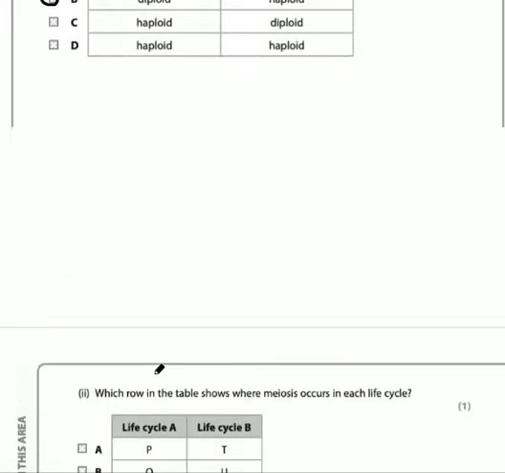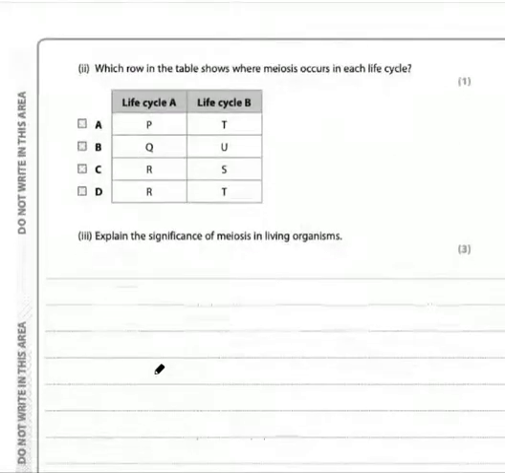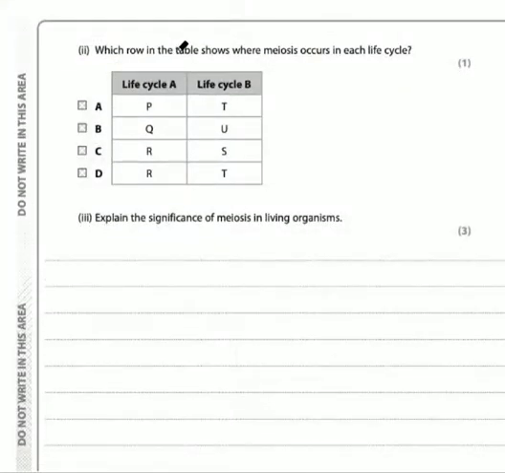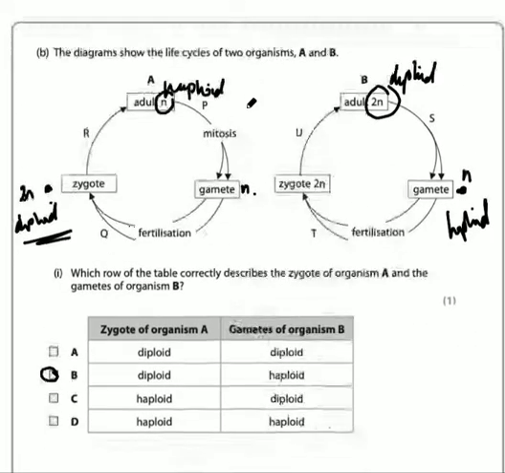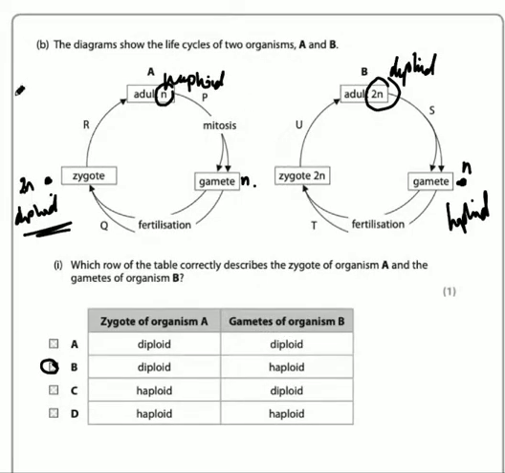Moving on. Which row in the table shows where meiosis occurs in each life cycle? Meiosis. So we know meiosis means we go from a diploid set to a haploid set. So the haploid set, the N, that is meiosis. So we're looking for that change, and where the haploid occurs, that would be where meiosis has occurred.